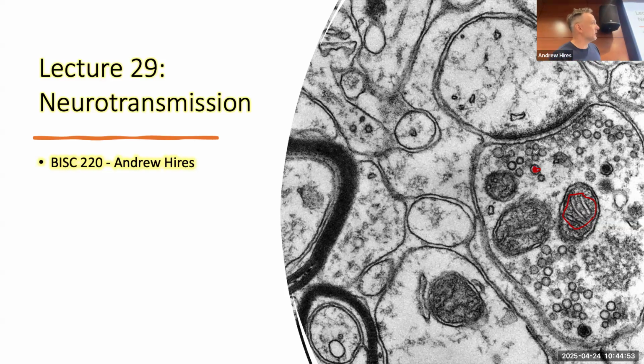All of these little vesicles here, there's a presynaptic terminal that is going to be releasing neurotransmitter into this synaptic cleft here, which will then cross it very quickly in microseconds, and then open up ligand-gated channels here to cause depolarization of our postsynaptic dendrite.